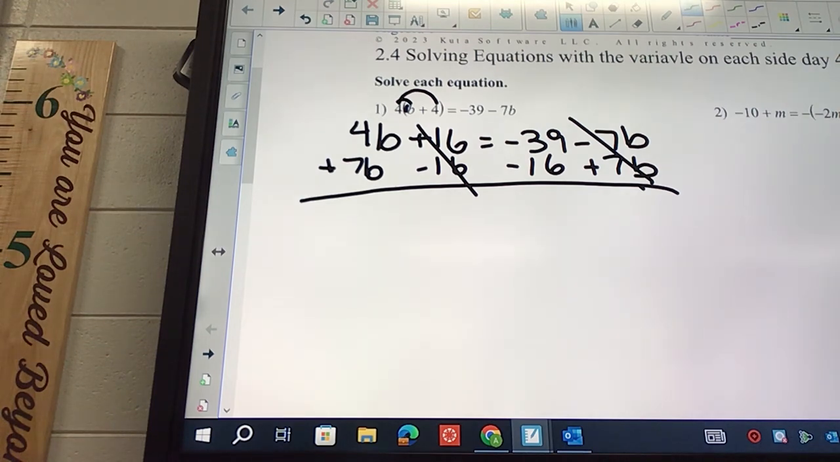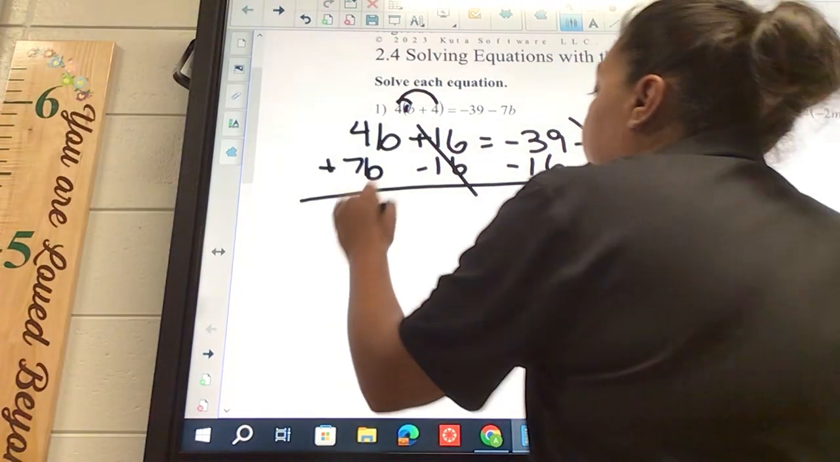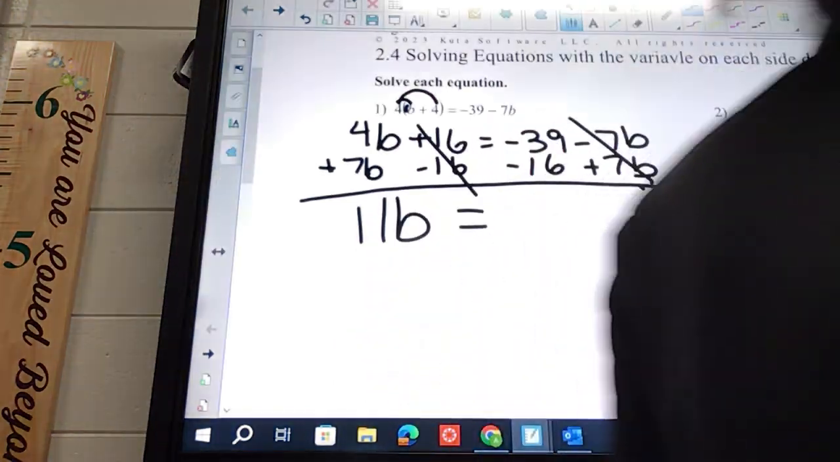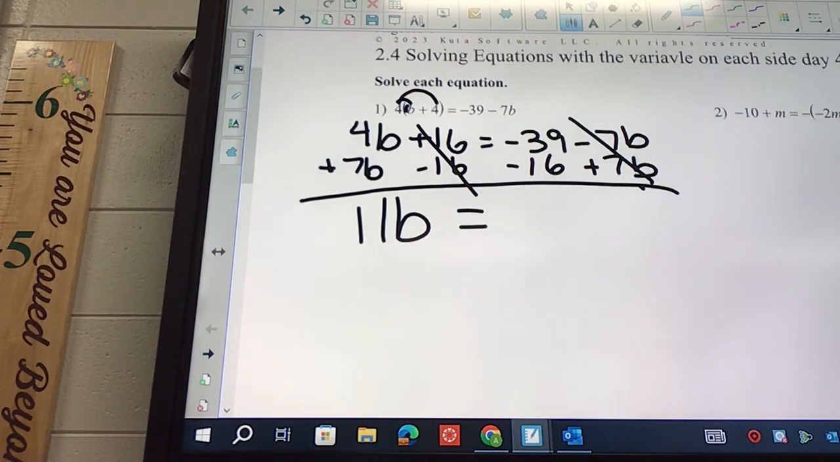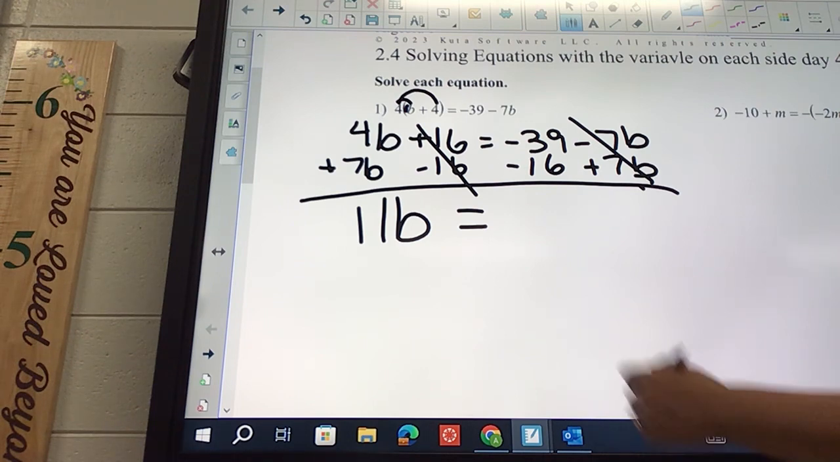Okay, 4 plus 7 is what? 11b. Negative 39 minus 16. What? 55. 55, somebody agree? 55?